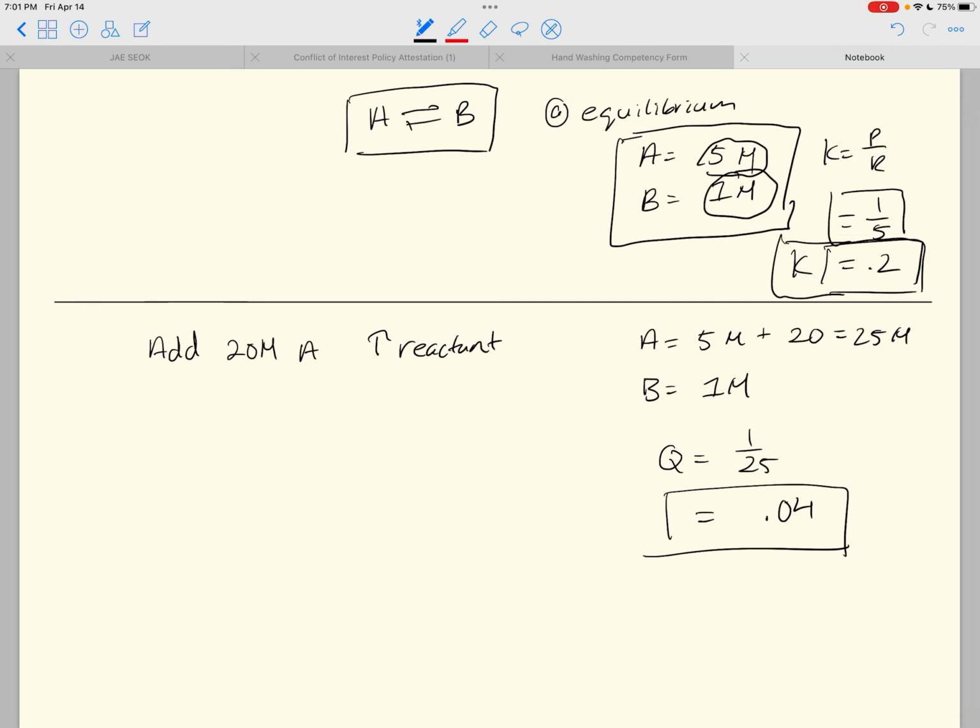Now, let's say hypothetically, from that same reaction, I add 20 molarity of A. I'm adding more reactant, so my new Q value will be what? Product over reactant. My new A is 20 plus 5, which is 25. B is 1, because it didn't change. So my Q is 0.04.